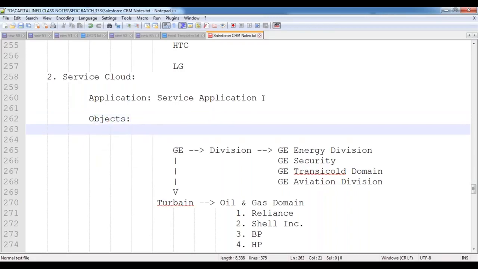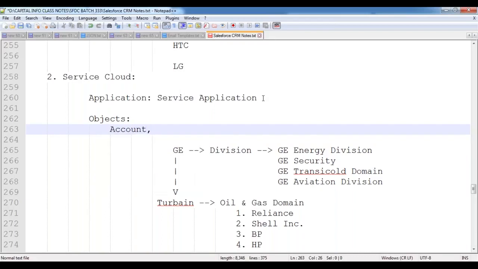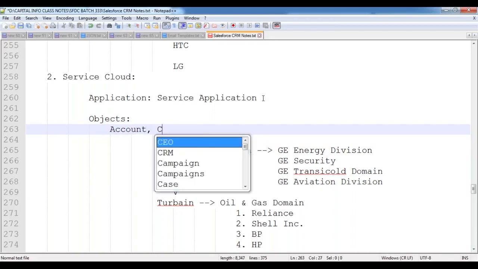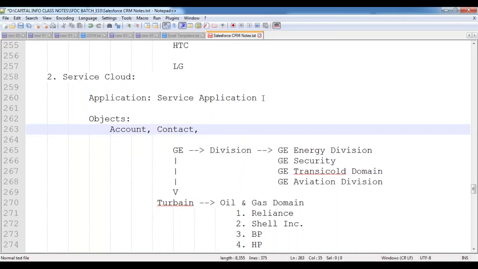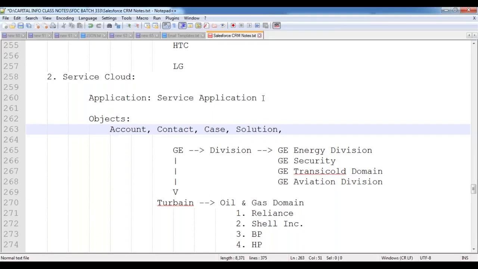That means to store the service related data, what are the various tables that we are going to use? We are using various tables like Account, nothing but the customer, for which customer we have given the service. Contact, what are the contact details of that customer? Case, what is the complaint he has raised? Solution, what is the solution we have offered?